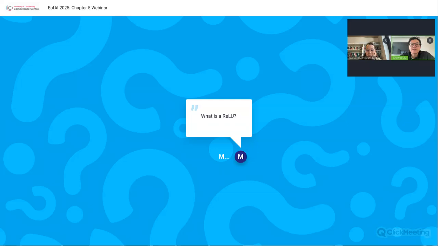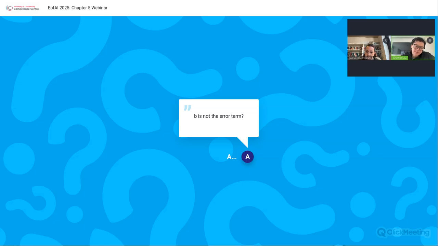What is ReLU? So ReLU is the activation function I introduced before. It's a type of nonlinear activation function which you apply on your output. Basically it gives you this function. For all the outputs that are smaller than 0, it will give you 0. For the output bigger than 0, it just gives you the identity mapping.